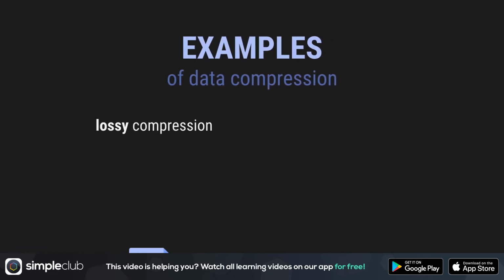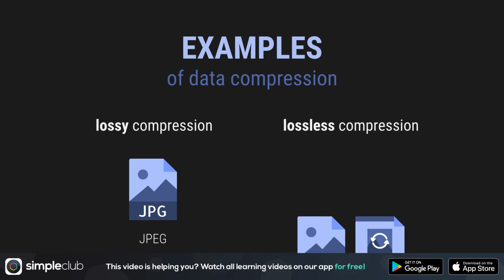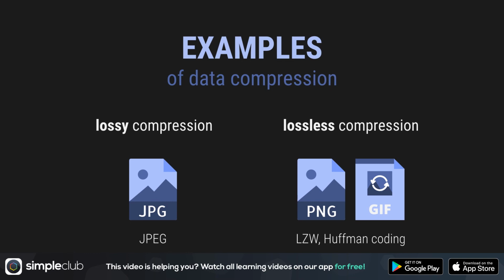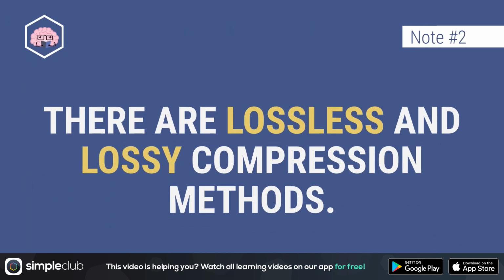Okay, so the image format JPEG is actually a lossy form of compression and uses methods like discrete cosine transform. And examples of lossless compression can be found in the image formats PNG and GIF. These include methods like the LZW algorithm and Huffman code. But the main thing you need to remember here is that there are lossless and lossy compression methods.